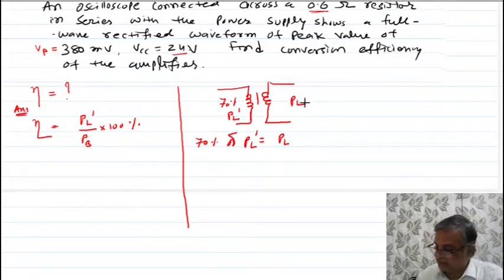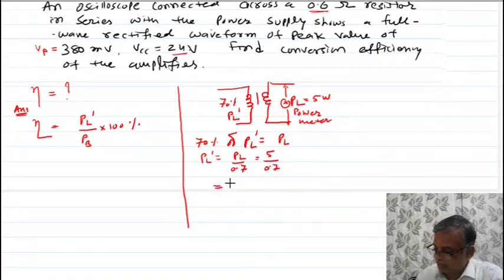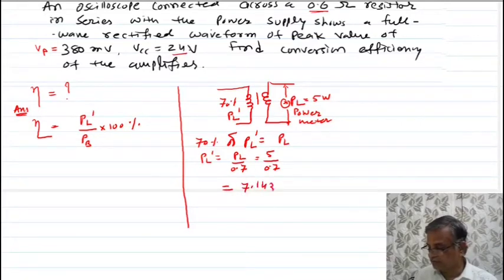And this is what they have given: they are connecting a power meter here, and this power meter shows 5 watt. So I am writing PL dash is equal to PL upon 0.7. So 5 upon 0.7 is nearly 7.143 watt. This is your PL dash. Let us now find PB.